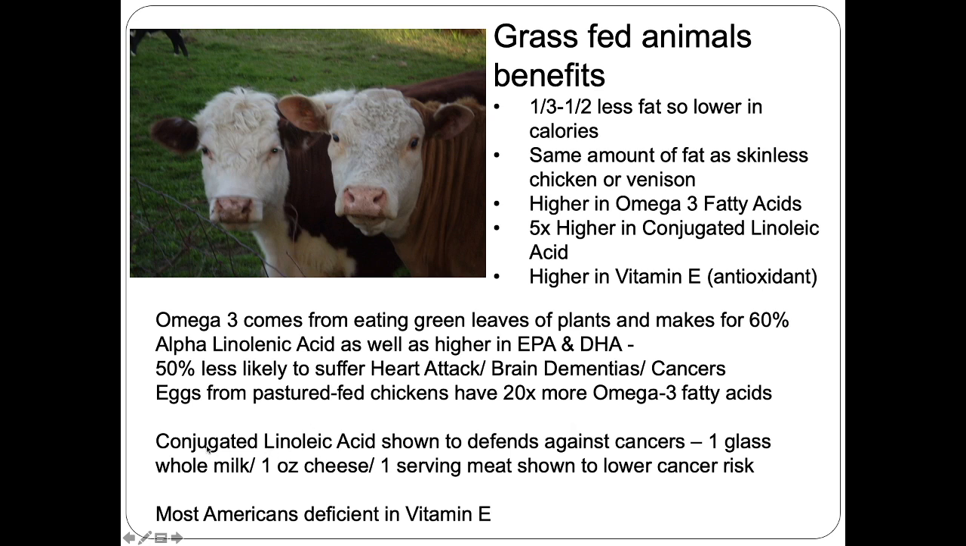Other things, whole milk is better for you because it has more omega-3s in it. So that's an interesting concept of whole milk actually reducing your cancer risk. Also, the higher amounts of vitamin E, which is an antioxidant which helps prevent cancer, could also explain that lowered cancer risk.